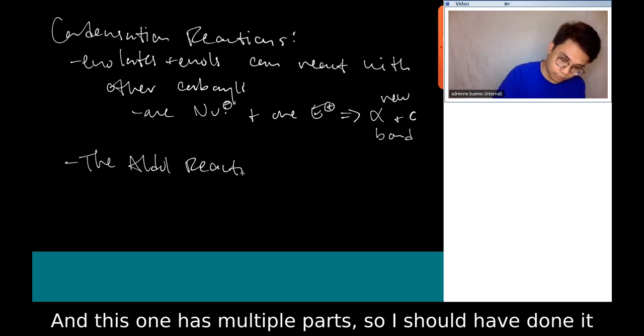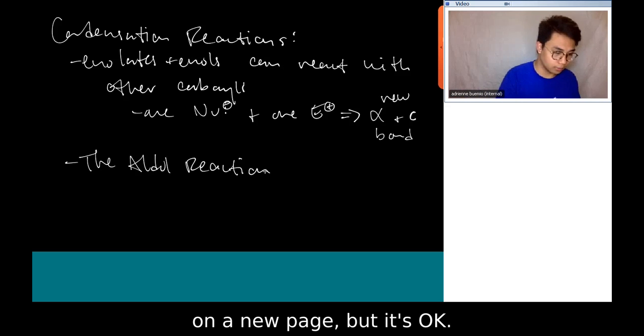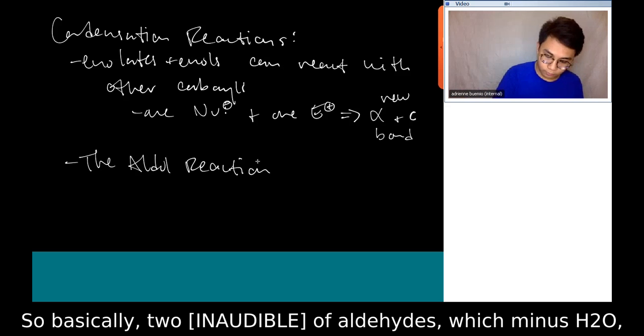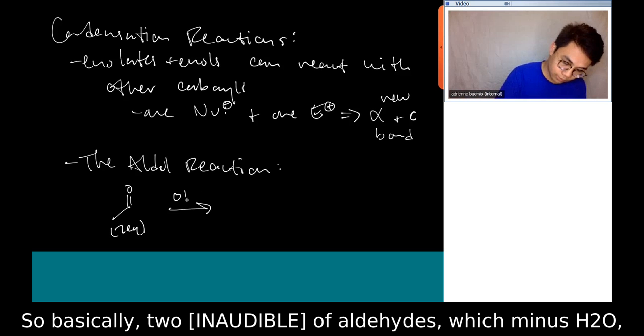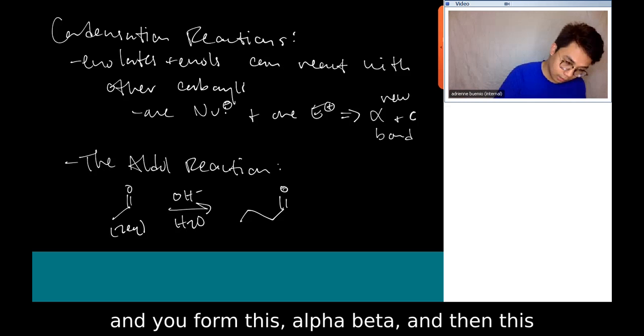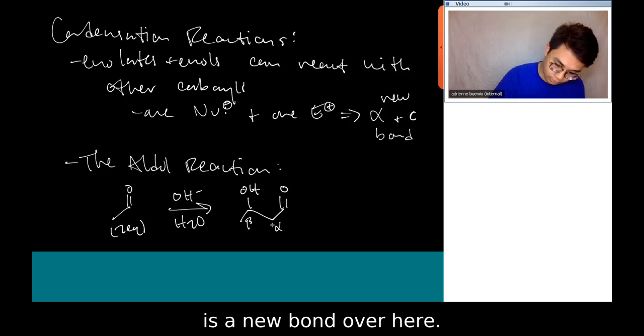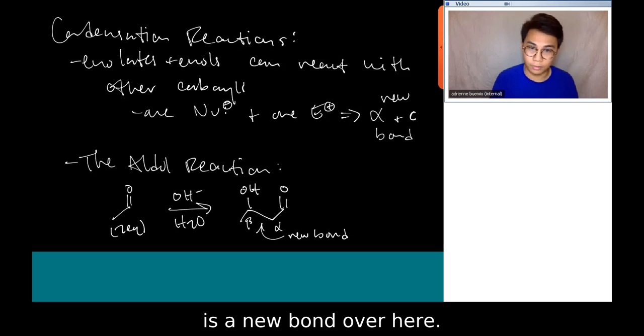And this one has multiple parts, so I should have done it in a new page, but it's okay. So basically, two equivalents of aldehydes, OH minus, H2O, and you form this alpha beta, and then this is a new bond, right over here.